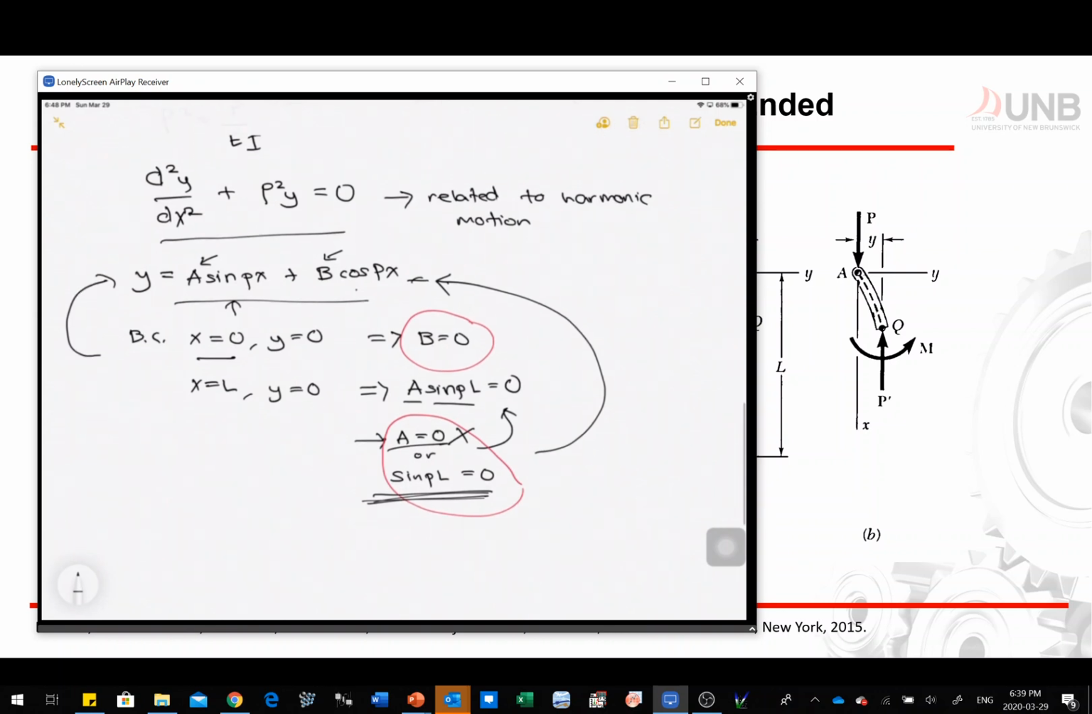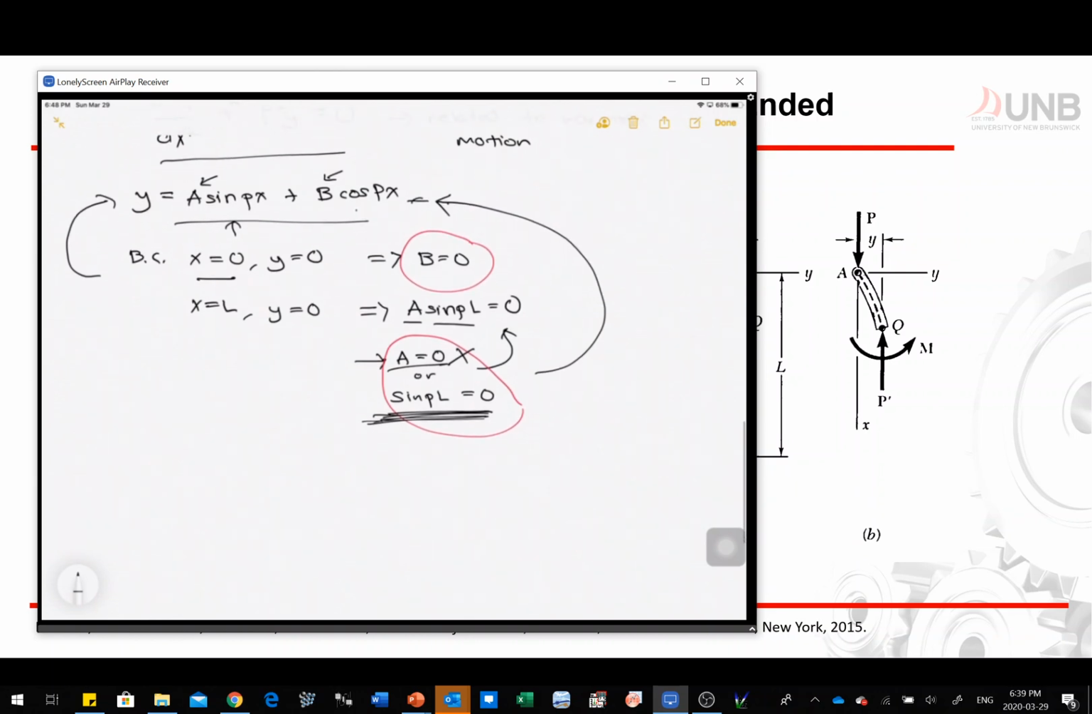Now that we know that this is the value, sine pL is equal to 0. So let's write that one. Sine pL is equal to 0. Now, this is only true if pL is equal to n pi.